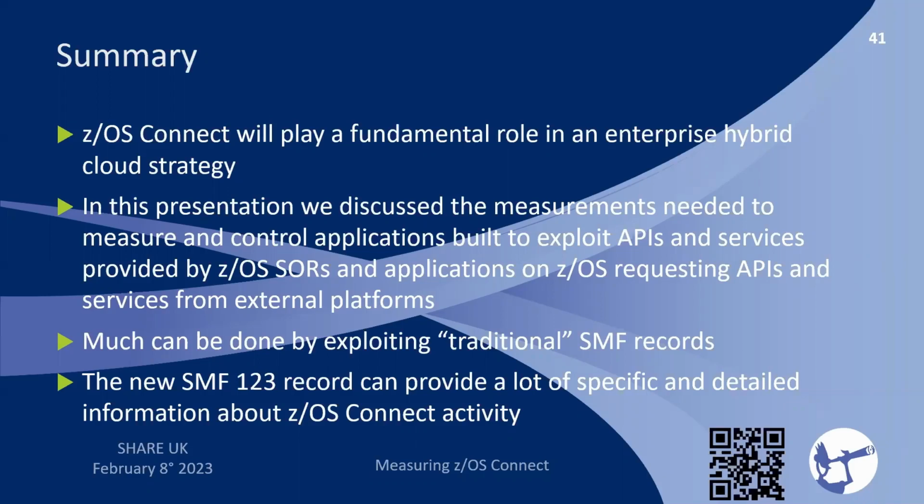This presentation is just focused on the measurements needed to control applications that exploit APIs and services provided by zOS Connect. Again, exploiting the traditional SMF records is not something you should neglect. The example that comes to mind is CICS. It's important to know what's happening inside the subsystem using the 110, but also the record 30 and the record 72 provide a lot of important information. So you should treat everything as in the old way. For sure, if you are going in this direction, you should exploit the record 123.